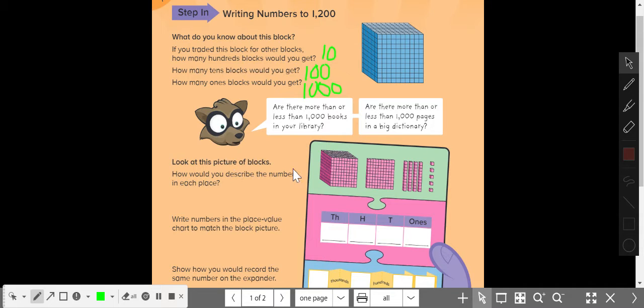Look at this picture of blocks. How would you describe the number in each place? What would we write for this number? We have 1 thousands block, 1 hundreds block, 1, 2, 3, 4 tens blocks, and 1, 2, 3, 4, 5 ones blocks.